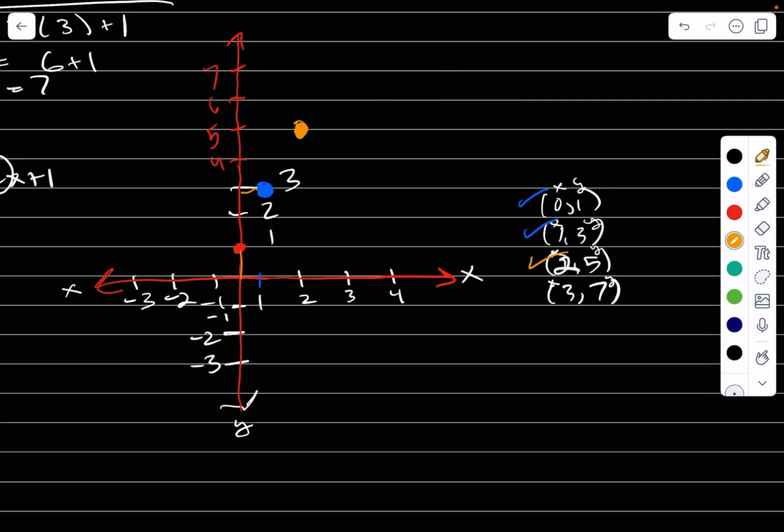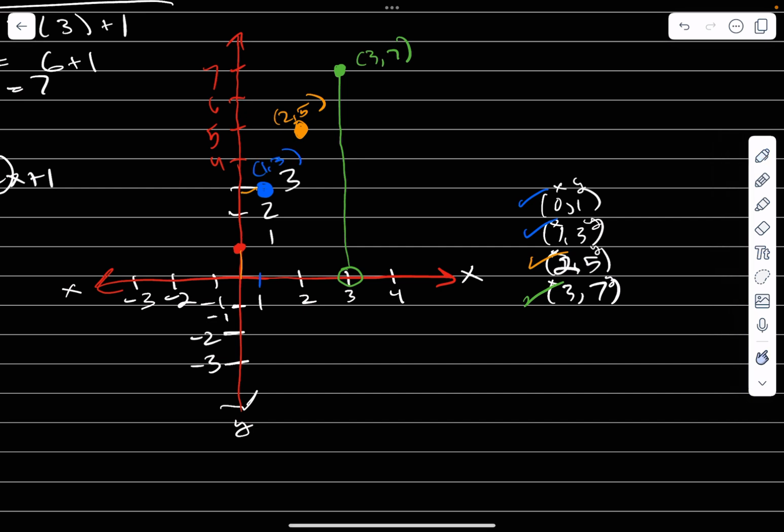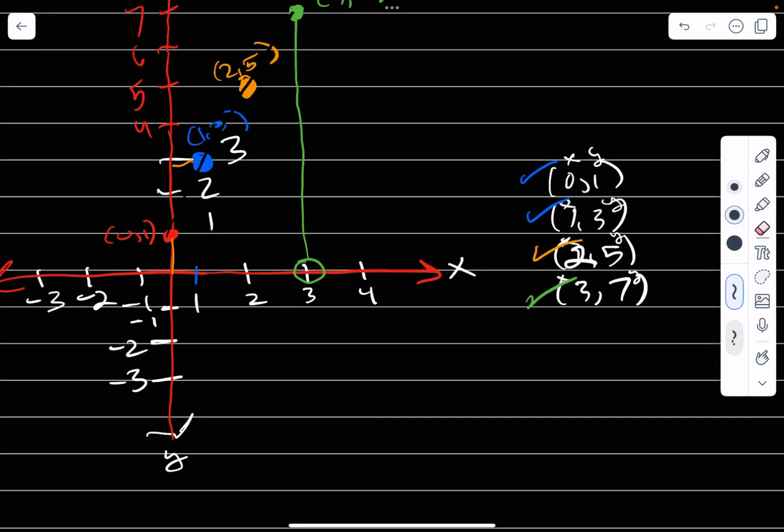Let's look at the final point, which we'll do in a green. 3, comma 7. So let's find x equals 3, which is right here. 7, so we're going to jump 7 spaces to right here. And that is the ordered pair 3, comma 7. I'll just draw up the points so you can see. And then you know you've done it correctly when you can connect it in a line like this. Actually, you can't even see that, I'm sorry.